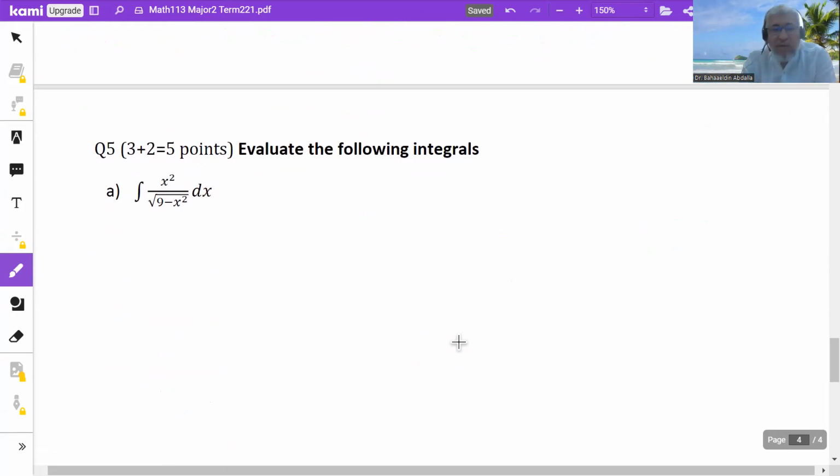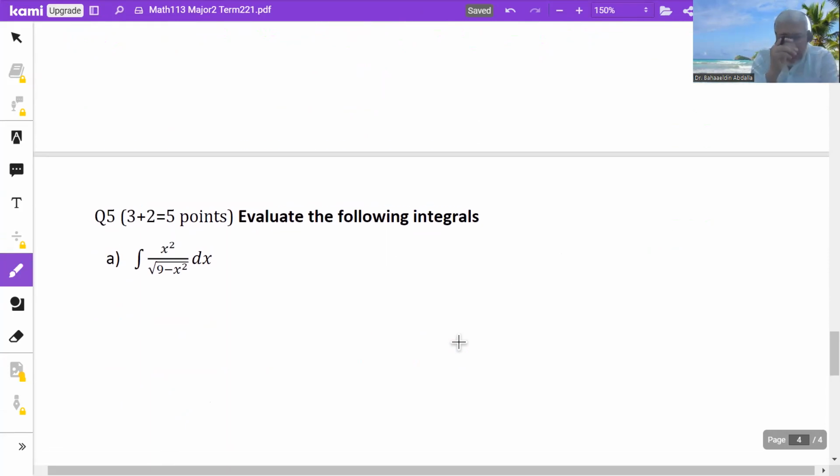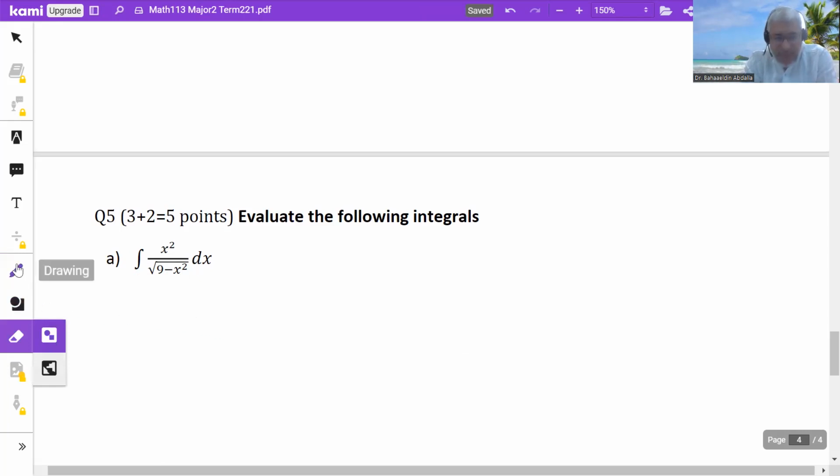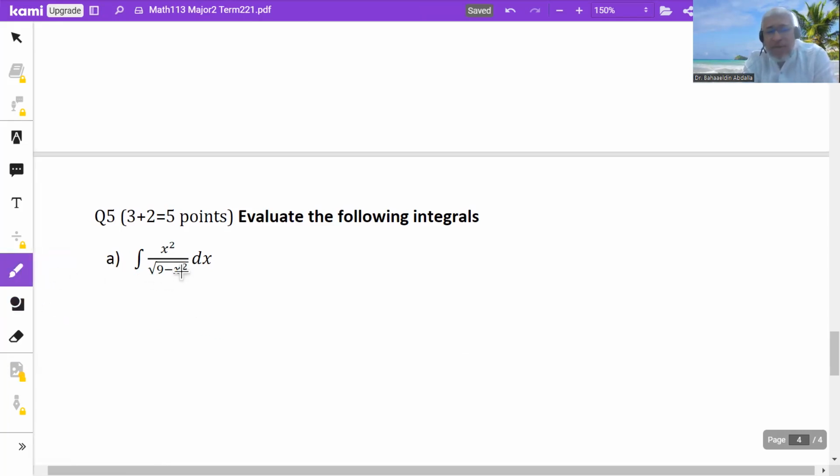Evaluate the following integral. Another integral, but we have this form, the root of 9 minus x squared, and the derivative of 9 minus x squared is negative 2x. It's not in the numerator, we have x squared. So I can use 7.3 here. I can take x as, since I have 9 minus x squared, 3 sine theta. This is the 3 roots in 7.3.